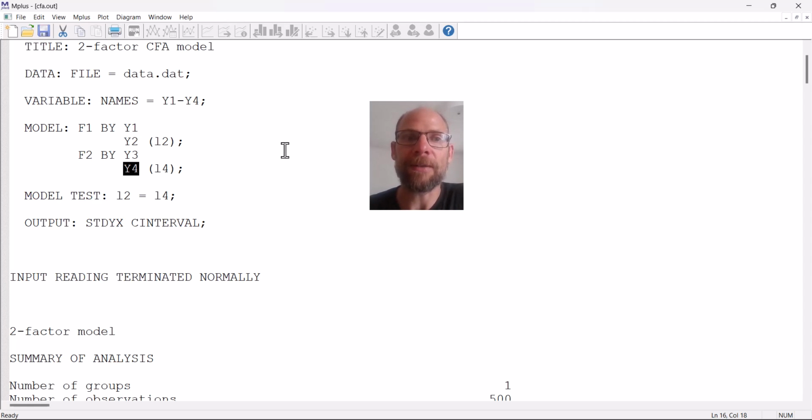Or you could test all kinds of other parameters. So this is a very flexible option. It only requires that you give parameters a label that you want to test restrictions for, and then you can use these labels in the model test option to test all kinds of different constraints. Let's take a look at the output for this example here.